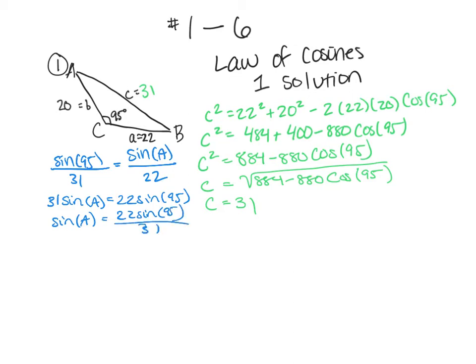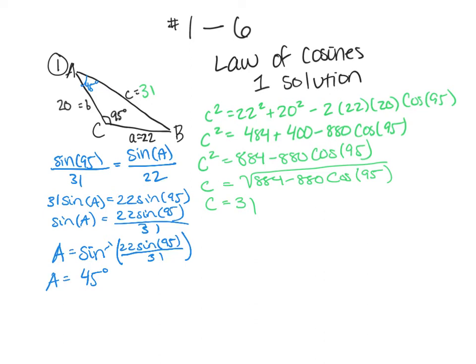That's a 3, there we go. And then to get A by itself, I must use sine inverse on both sides. So I'll have A is equal to sine inverse of 22 sine of 95 over 31. And when I plug this into my calculator, I end up with 45 degrees, which is nice.